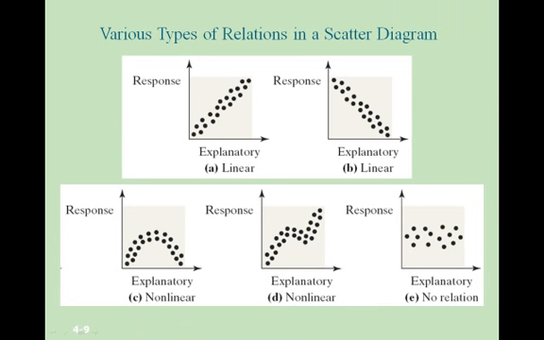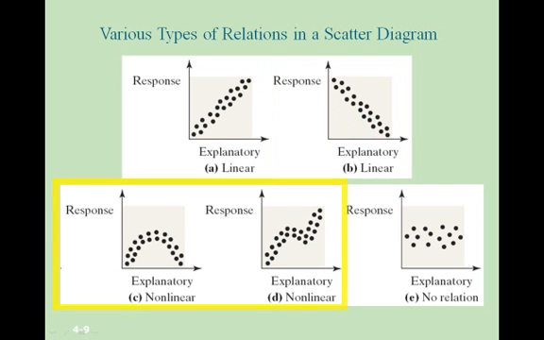Here are pictures of the various types of relations in a scatter diagram. Notice that in all the pictures, the explanatory variable is across the horizontal axis and the response variable is across the vertical axis. In the first two pictures, A and B, we see a linear relationship. In picture A, this relationship slants upward. In picture B, it slants downward.